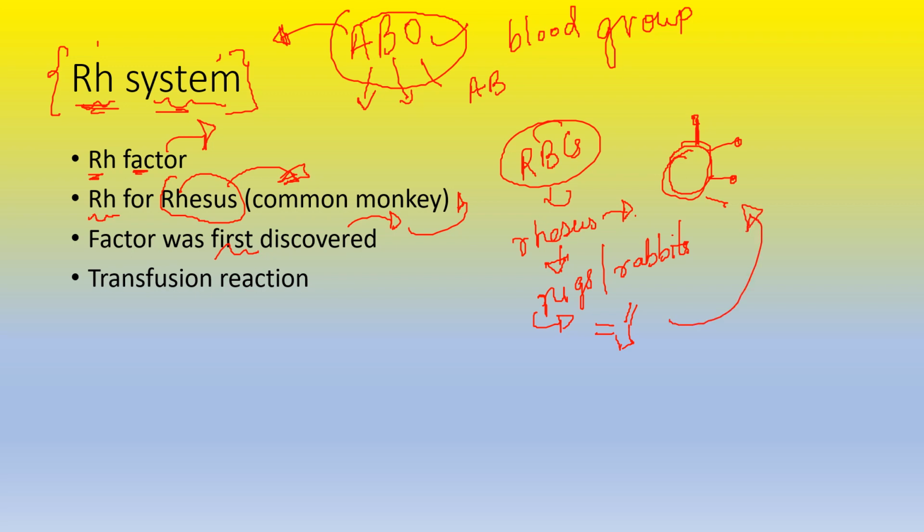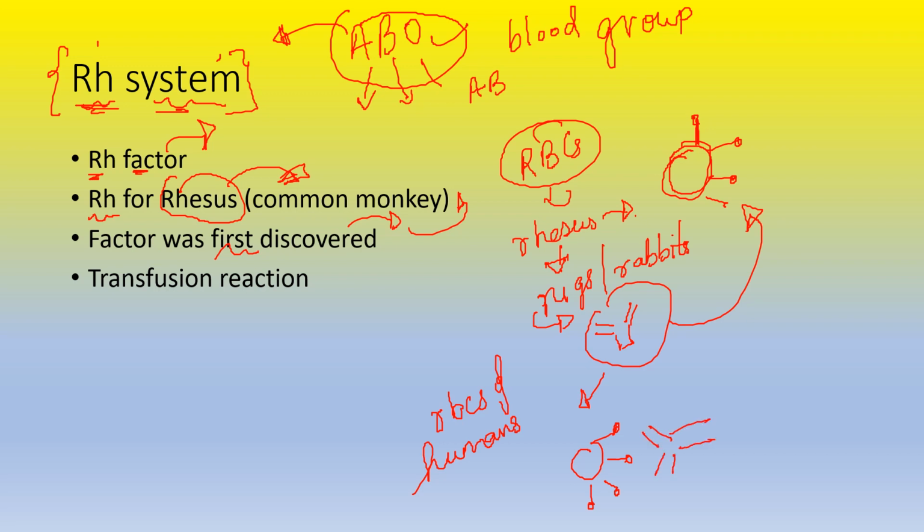These antibodies were further studied. They were shown to react with the RBCs of humans as well. So these antibodies are showing some kind of reaction. There are antigens in response to which antibodies are generated, which attack these cells, and that is why a clot is seen, or we can say there is an agglutination reaction.